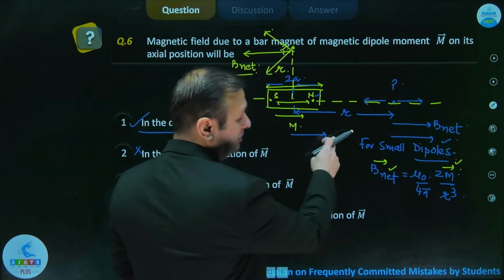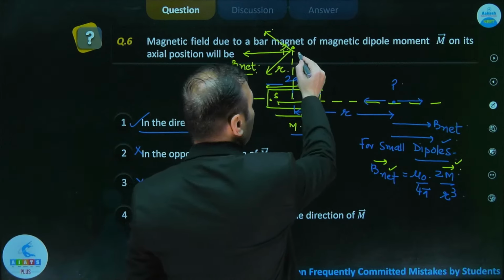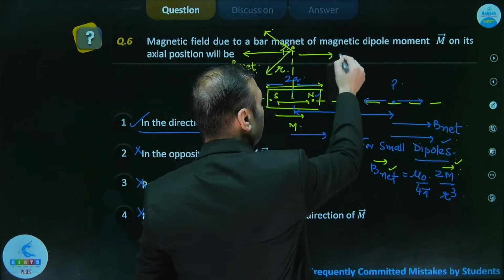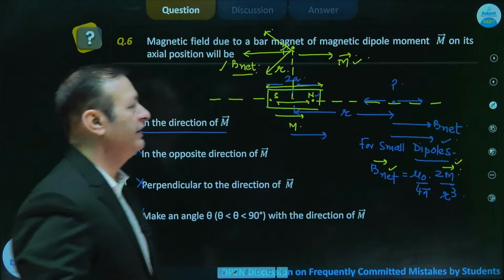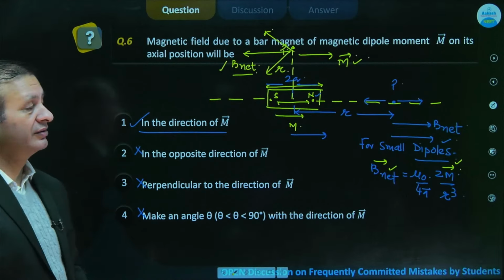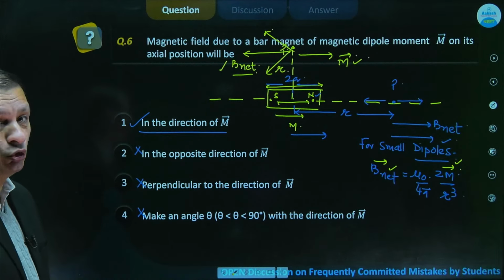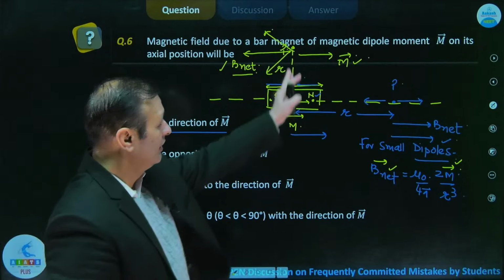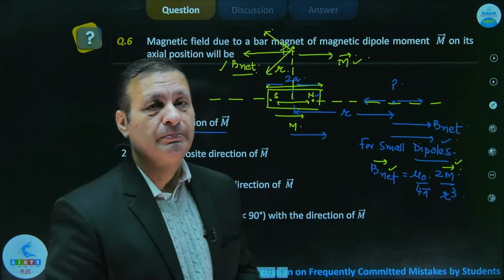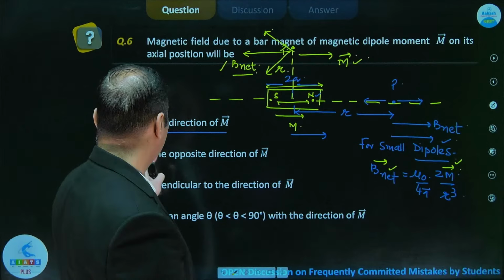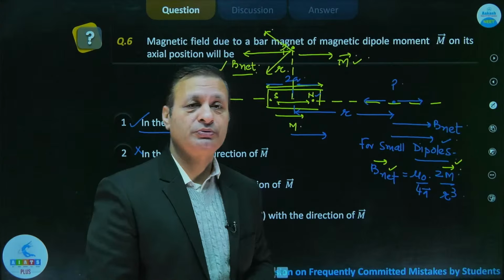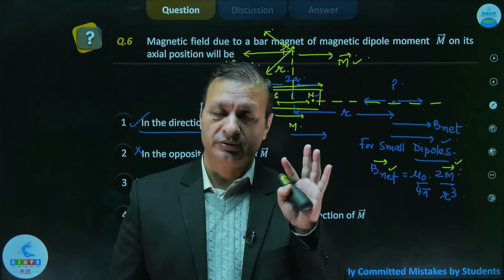Whereas M is still, for the same magnet, in the same direction. So in this situation, B net is opposite to what? M. This is the point to be noted. Had it been an equatorial point, then B net would be in the opposite direction of M. So in that situation, the second option would be the correct option.